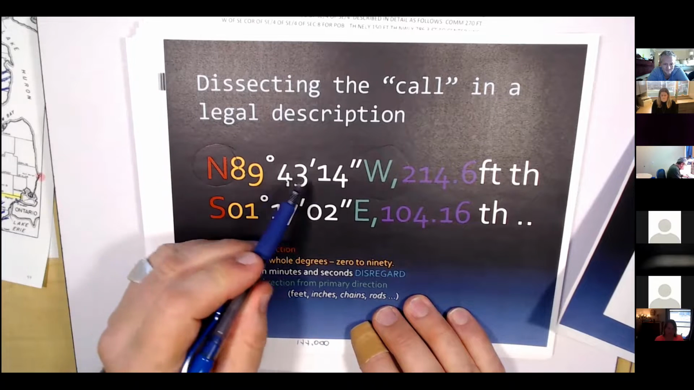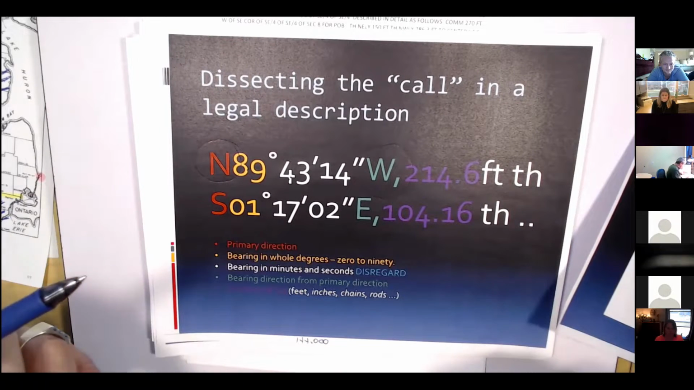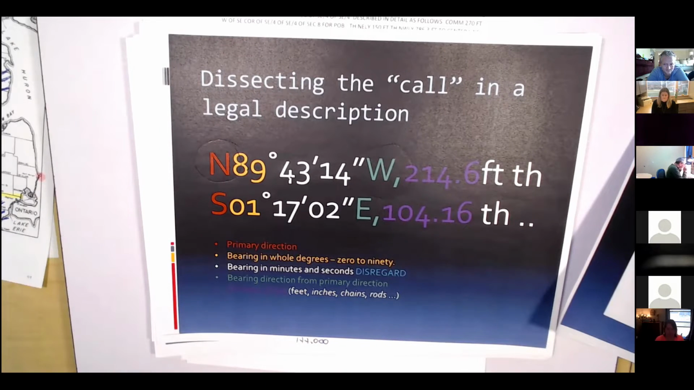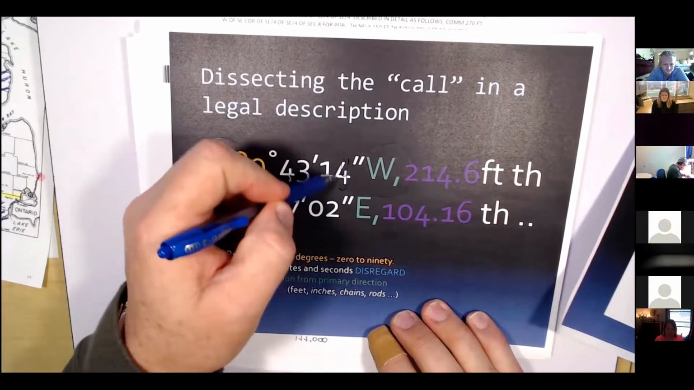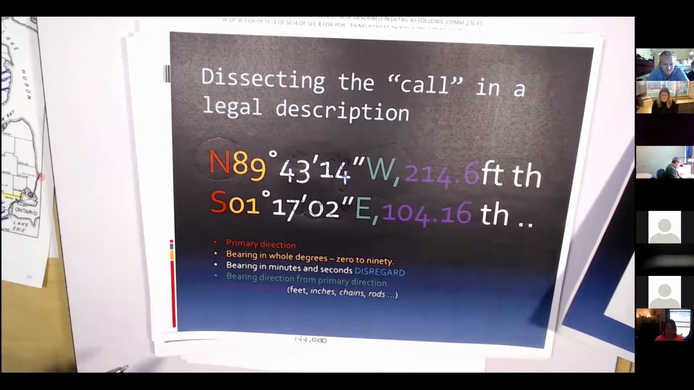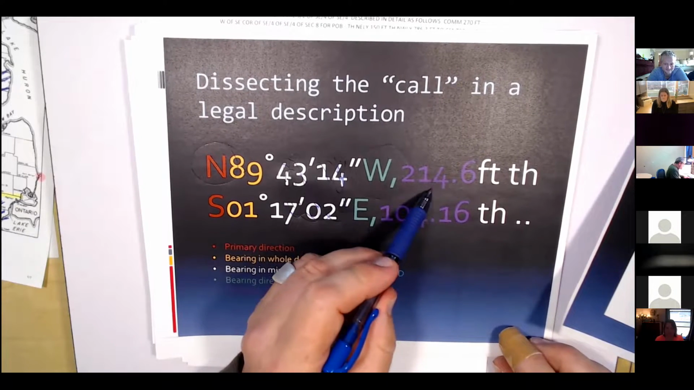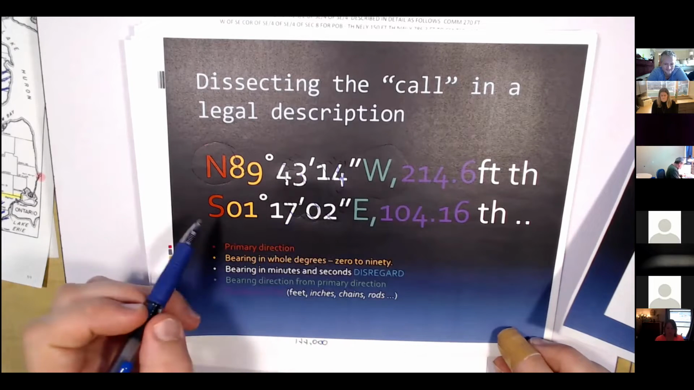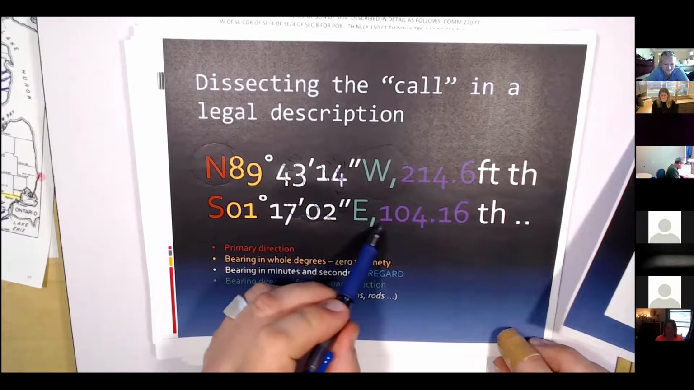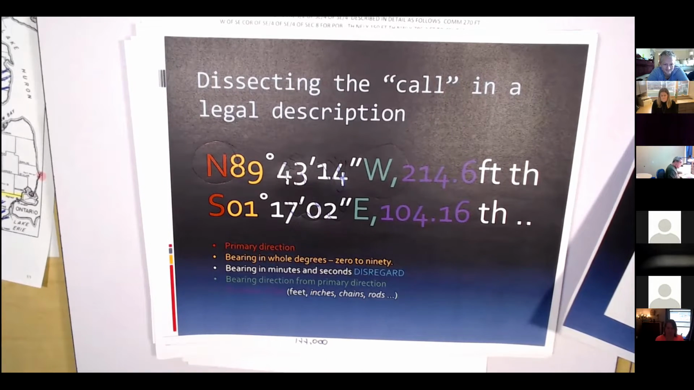So anytime that you see these, for our purposes, we're not surveying the property. We're just trying to figure out generally what it is. Just forget those. Just take those right out of your consideration. North, 89 degrees west, 214 feet. South, 1 degree east, 104 feet.